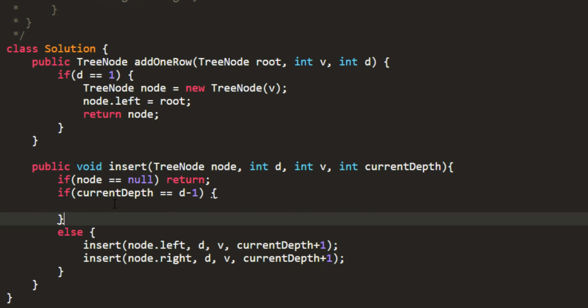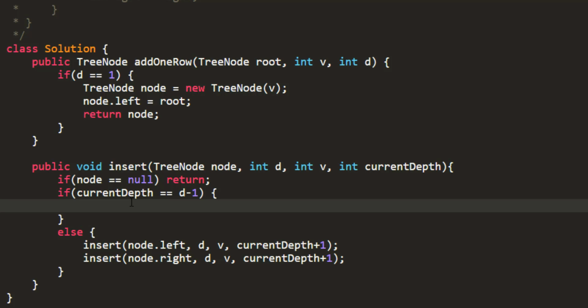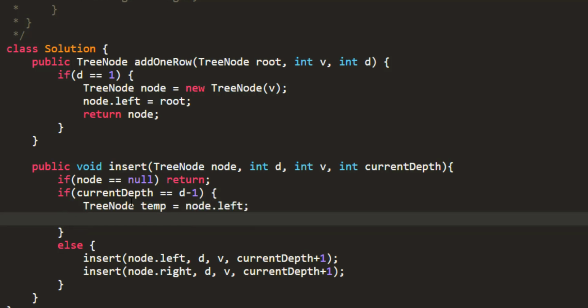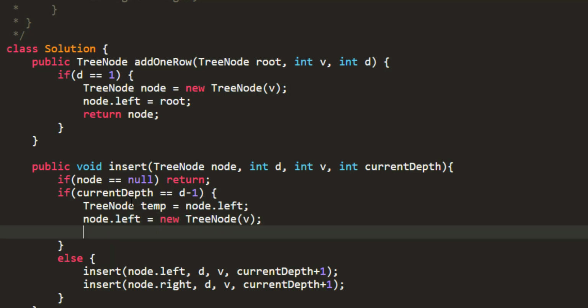Now what goes into this particular if condition is that I'll first take the left node in a temp variable. Now I need to attach a node with the value v to my node.left. After I am done with this, I need to attach this temp node to the left of this newly attached node, which would go into left.left.